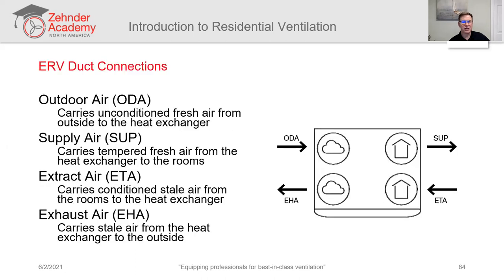So the important thing is just, you know, two airstreams, but four duct connections. Occasionally, there might be a fifth duct connection or something else. Some manufacturers do a recirculation mode for defrost or something like that, where they might incorporate a fifth duct connection. We're not going to talk about that today, but at minimum, an HRV or ERV always has these four duct connections.